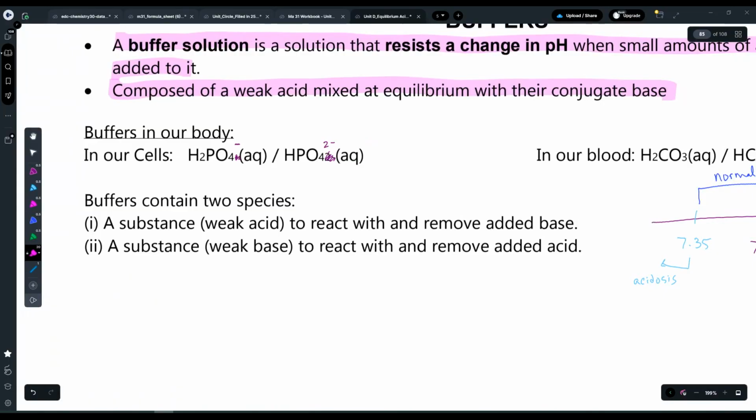Now, buffers typically contain two species, and each has its own individual job. One substance is going to be a weak acid, which reacts with any base that you add to the buffer solution. And the other one is going to be a weak base, which deals with any acid that gets added to the solution.